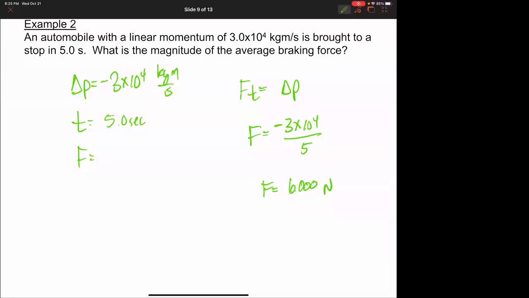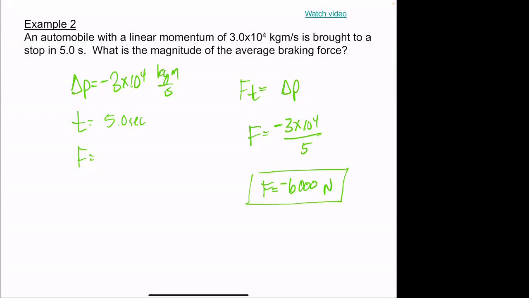And this is going to be stopping it, so it's actually a negative momentum change. But it's just asking for the magnitude anyway. You don't need the direction. Momentum, by the way, is a vector. I failed to mention that in the beginning. So it does have a direction associated with it. Any questions there?